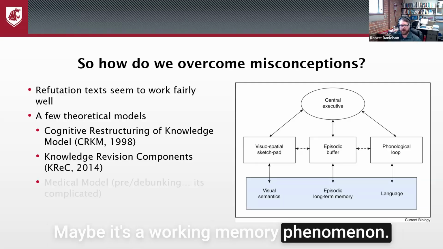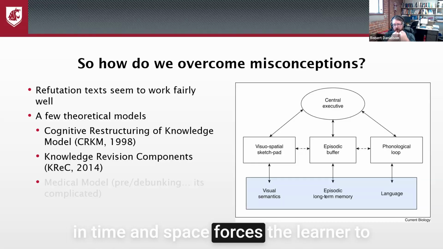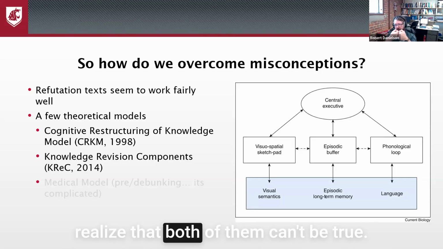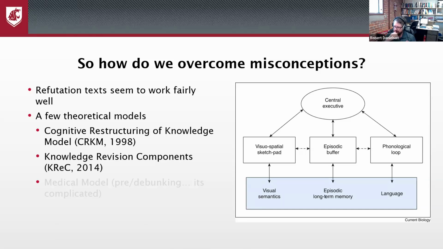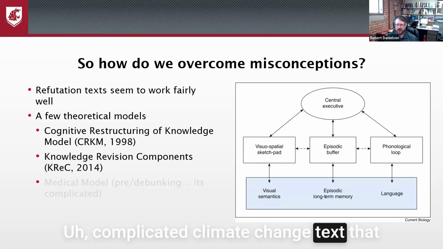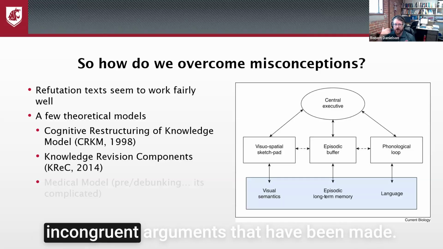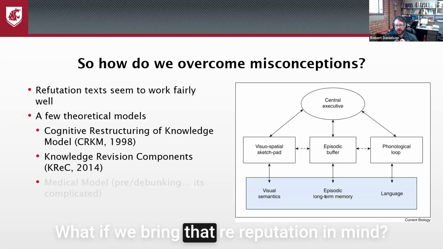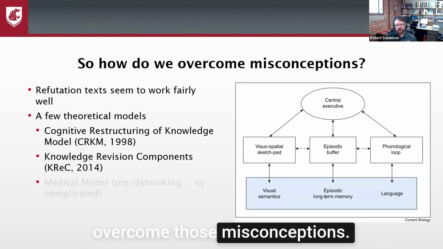Maybe it's a working memory phenomenon. Maybe just having two pieces of information in time and space forces the learner to hold them in mind at the same time and realize that both of them can't be true, right? It might be the case that as you're reading a complicated climate change text, you're maxing out your cognitive capabilities, so you're not thinking back to all the incongruent arguments that have been made. You're kind of fully focused on the text. What if it's working memory? What if we bring that refutation in mind? Then you have to notice it because you have to read it, and then you can overcome those misconceptions.